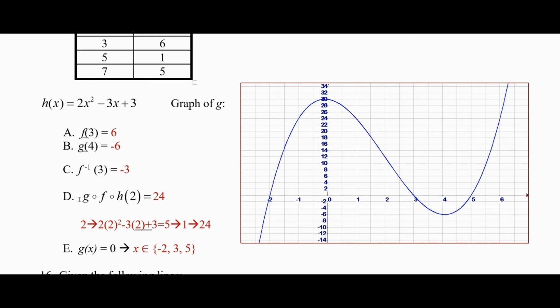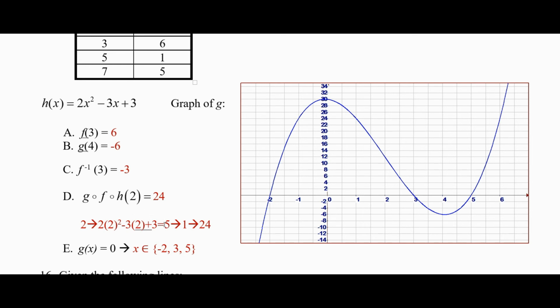Now we do composition. G compose F compose H of 2. We read these functions backwards, that is from right to left. So we start with an input of 2. We apply the function H. H of 2 is found by plugging 2 in place of X of the formula here. Let's see, 2 squared is 4 times 2 is 8, minus 6 is 2, plus 3 more is 5. So 2 gets mapped to 5 by the function H.